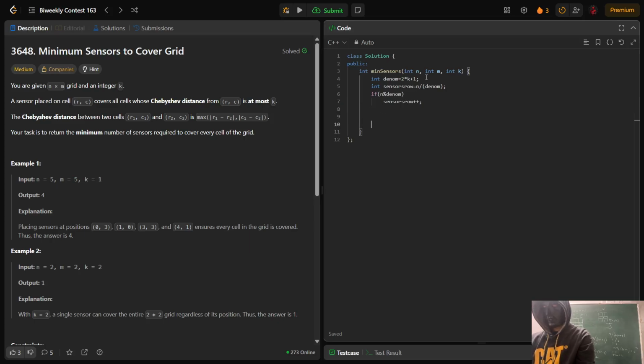Now let's take int sensors in column. It will be m divided by denom, and if we find that m modulo denom has a remainder greater than 0, your sensors in column will be increased by 1. And at the end you return sensors row star sensors column. Let's try to run the code.